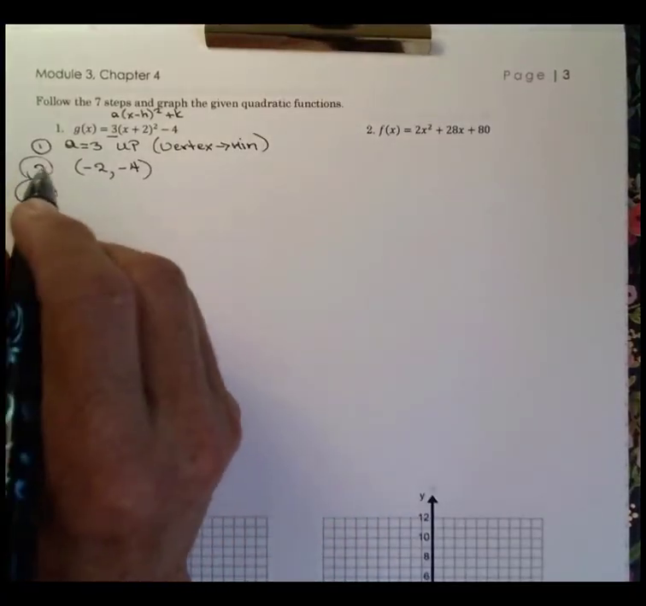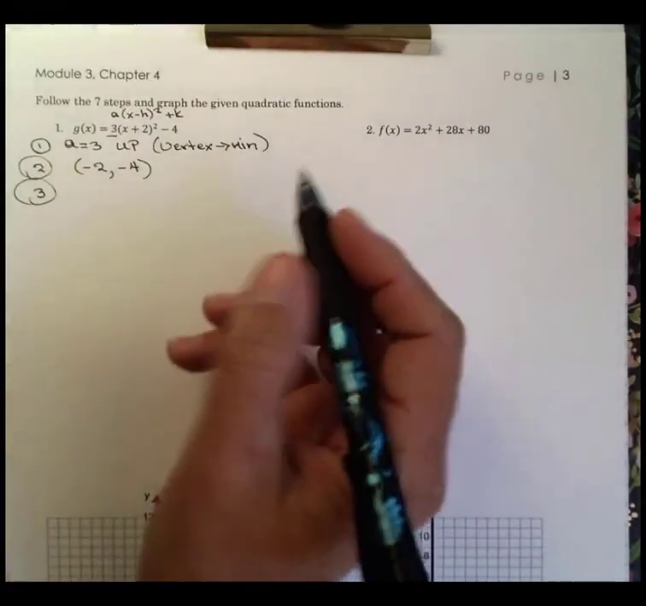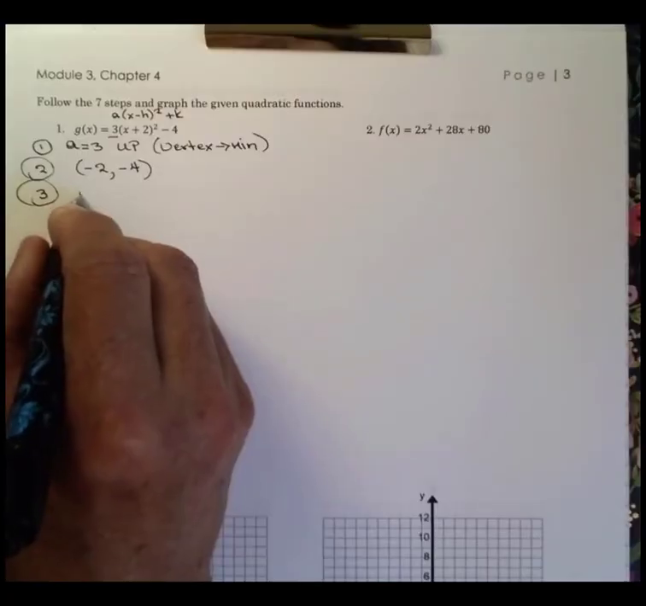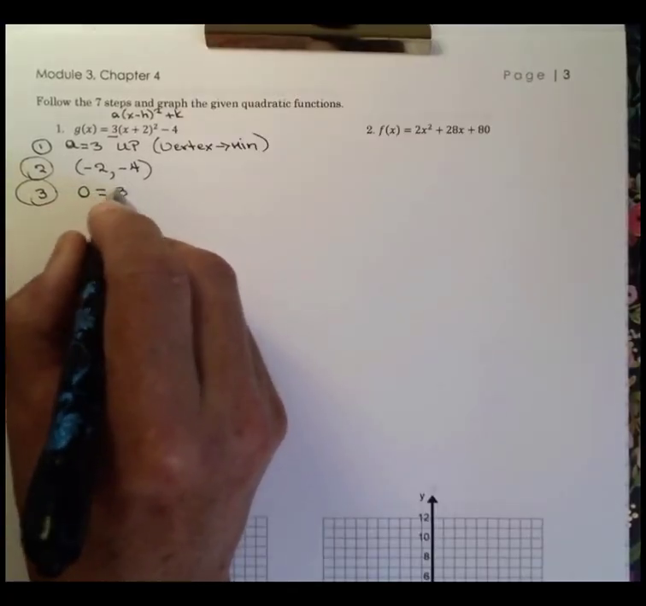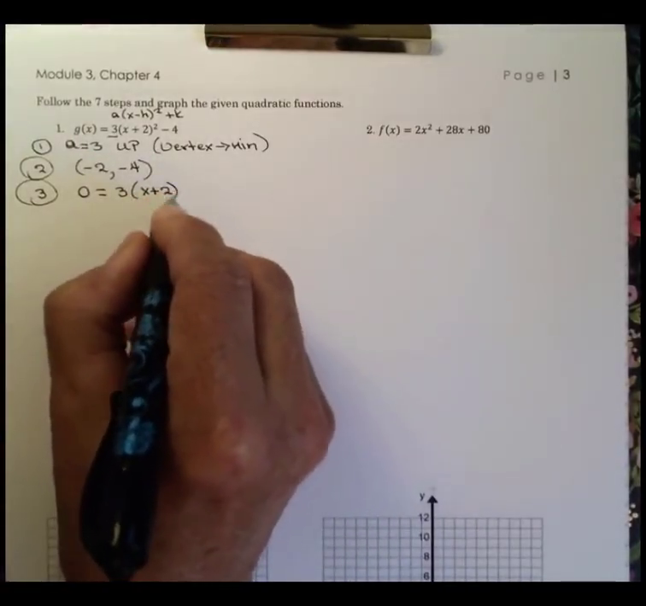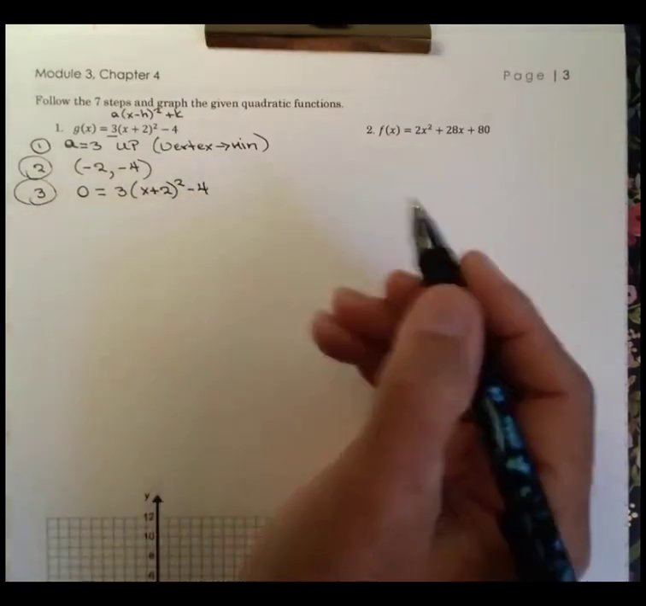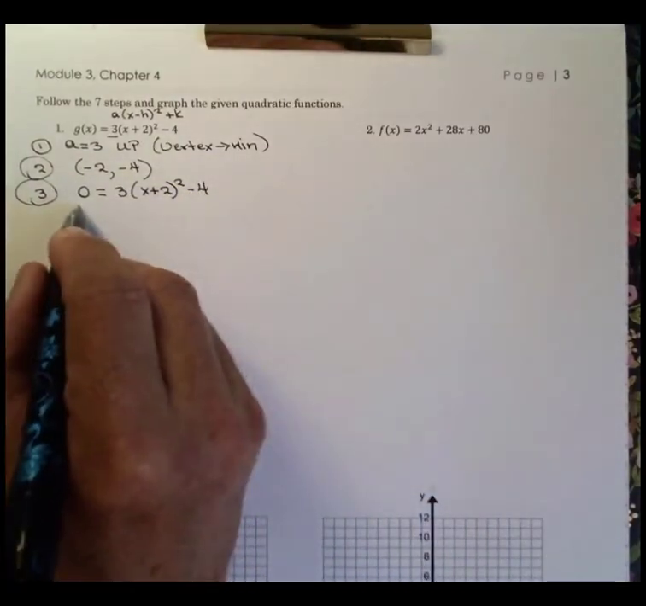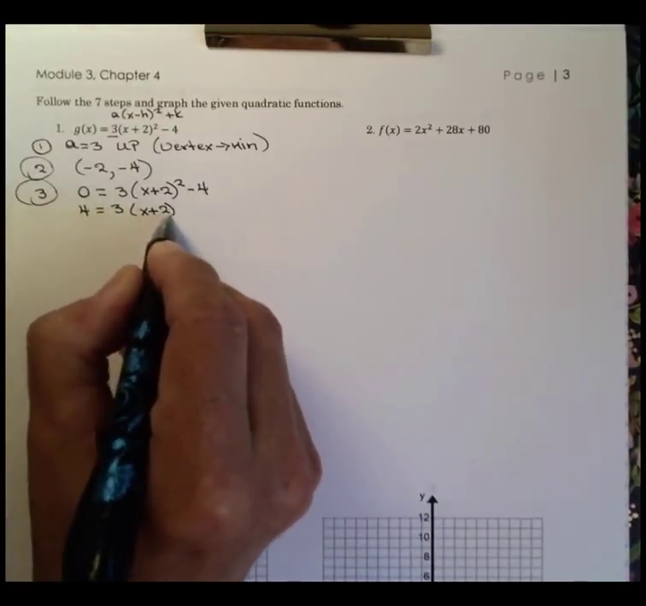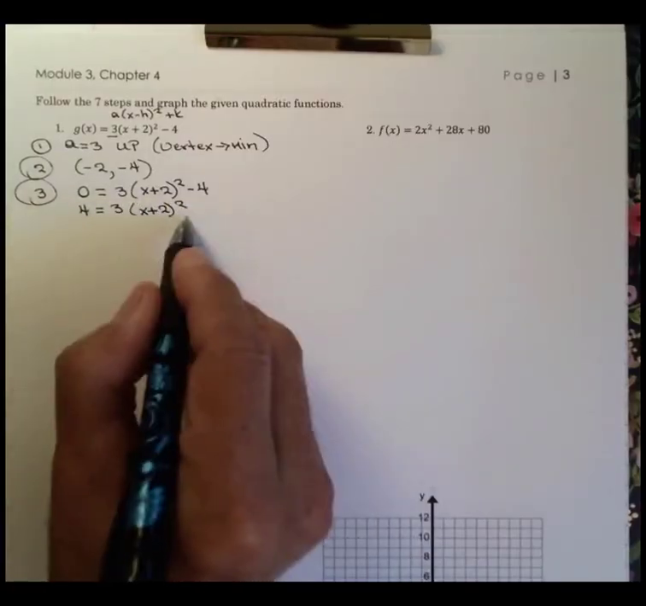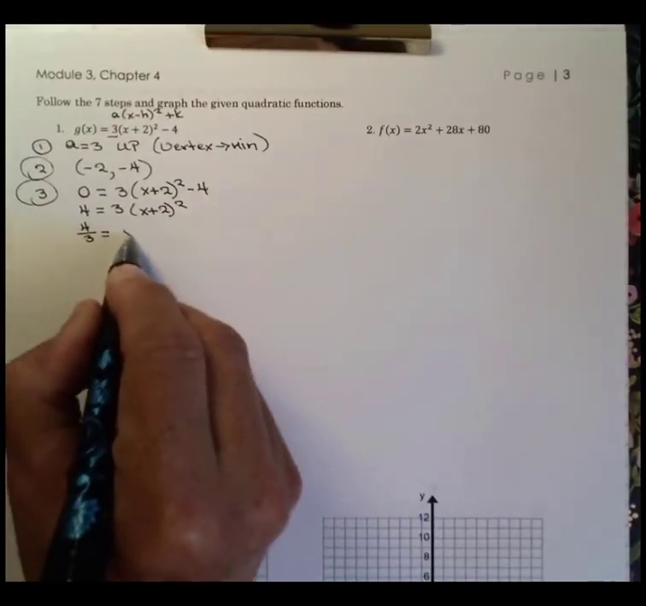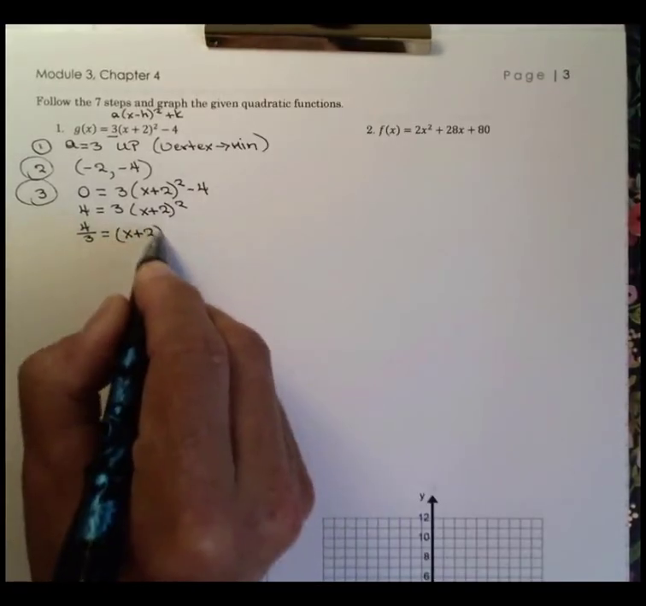Number 3, we are supposed to find the x-intercepts. Well, we know that the x-intercepts are where y is equal to 0, and for g of x, we can always say that's y. So I'm going to say 0 is equal to 3 times (x plus 2) squared minus 4, and then I just have to solve for x. First, I'm going to add 4 to both sides. Then I'm going to divide by 3. When I divide both sides by 3, I end up with 4/3, and that's equal to (x plus 2) squared.